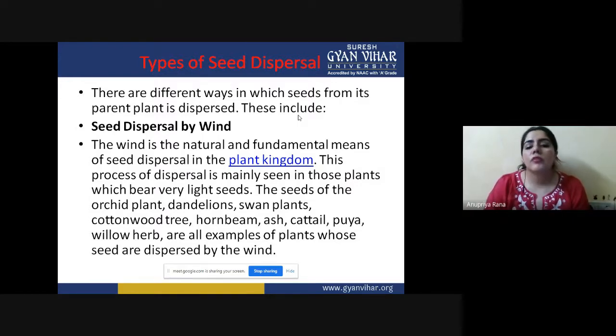This process of dispersal is mainly seen in those plants which bear light seeds, because wind cannot carry a very heavy thing. So only light-weight seeds can be transferred by wind. Seeds of the orchid plant, dandelions, swan plants, cottonwood tree, hornbeams, ash, willow. There are lots of light seed-bearing plants, so they can all be transferred by the wind.